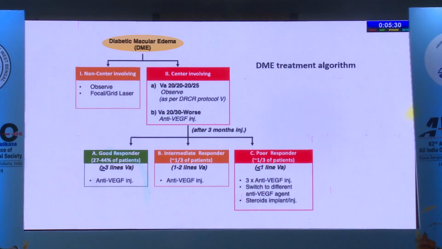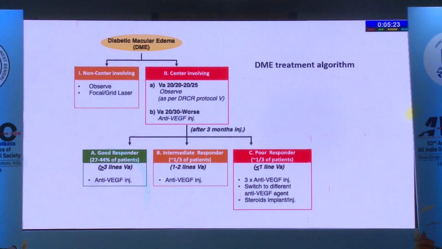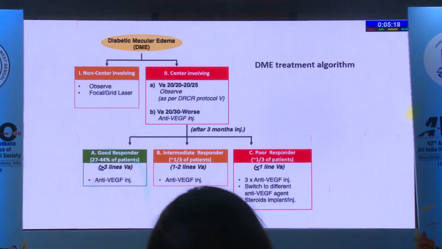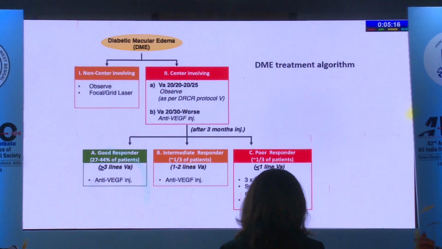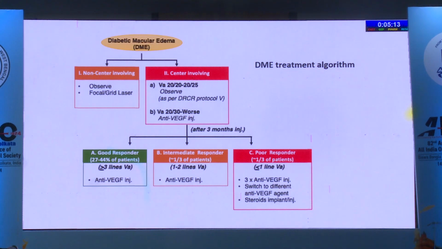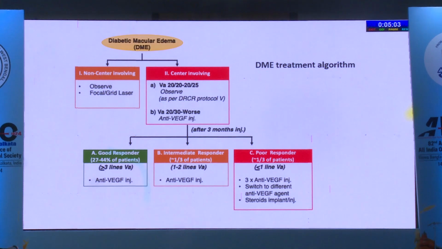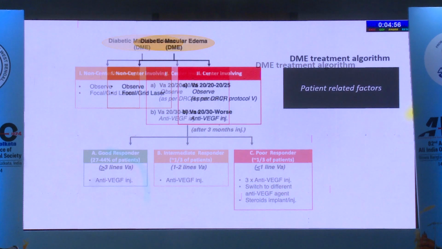And if it is worse, anti-VEGF injections, intravitreal injections, can be started. Usually we continue for about 3 months and then determine whether it is a good responder, an intermediate response, or a poor responder. So again, depending on the anatomical response and the visual response, you take a call. Good responder, you can continue anti-VEGF. If it's a partial responder, you can still consider continuing. If it is a poor responder, you can switch to another agent, or you can think of using a steroid.